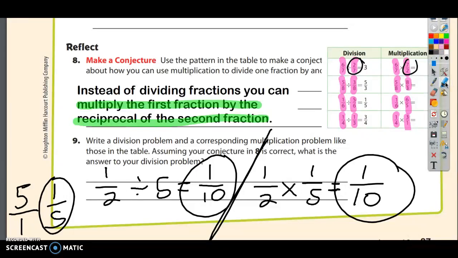Number 8 right here, this is like the most important thing you're going to learn. Not all year, but it's the most important thing you're going to learn about dividing fractions. So make sure that you understand this concept, and maybe even watch this video a second time if you need to. Okay, good job. We're done with page 87.